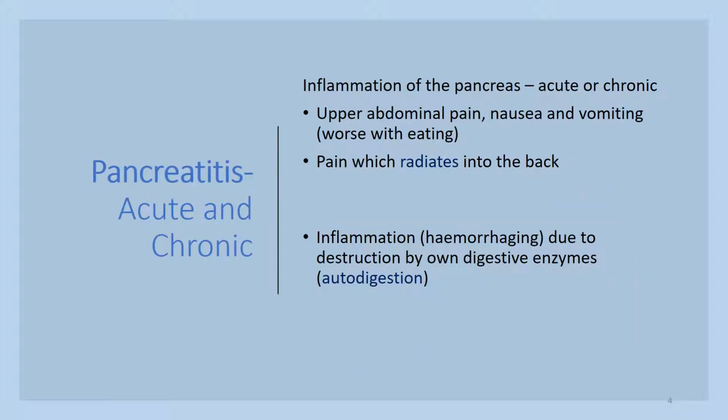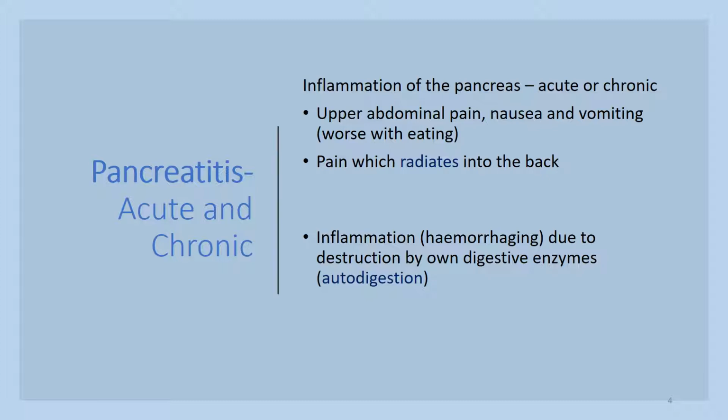Pancreatitis is inflammation of the pancreas, either acute or chronic. It's one of the least common diseases of the digestive system, and episodes of pancreatitis can be either sudden and severe, that's acute, or ongoing, which is chronic pancreatitis. They have different but overlapping symptomatology and often etiology as well. They often both cause upper abdominal pain, nausea and vomiting, which is worse with eating. Pain commonly radiates into the back.